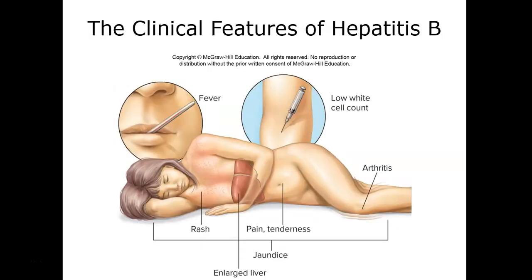So again, here are some of the clinical features. We get the fever, the low white cell count, arthritis or inflammation of the joints, pain and tenderness in the abdominal region, this yellowing of the skin and the eyes known as jaundice, enlargement of the liver, that swelling of the liver, and also the possibility of a rash.